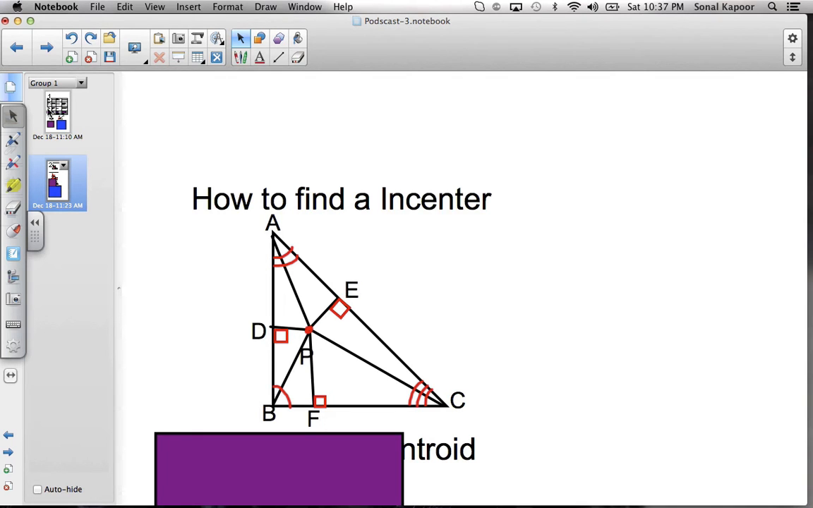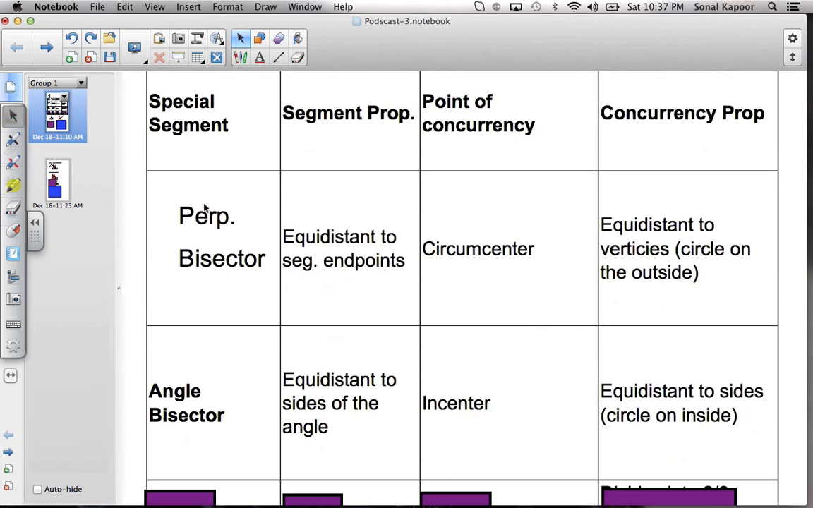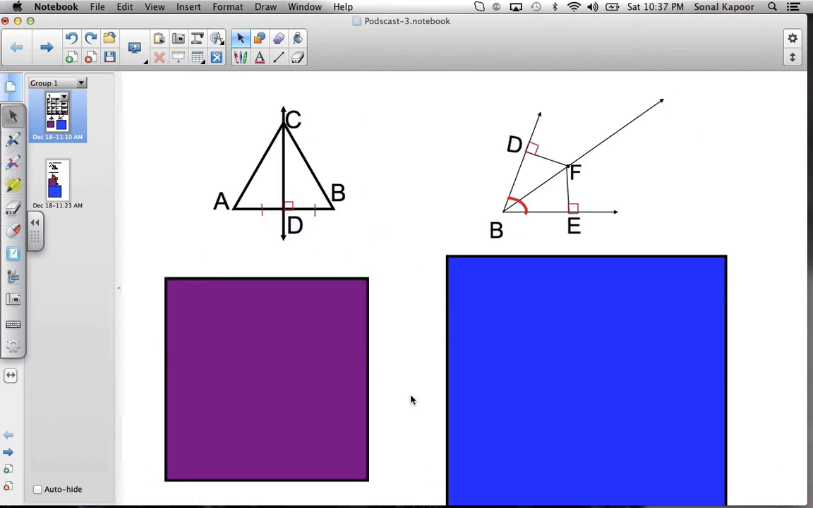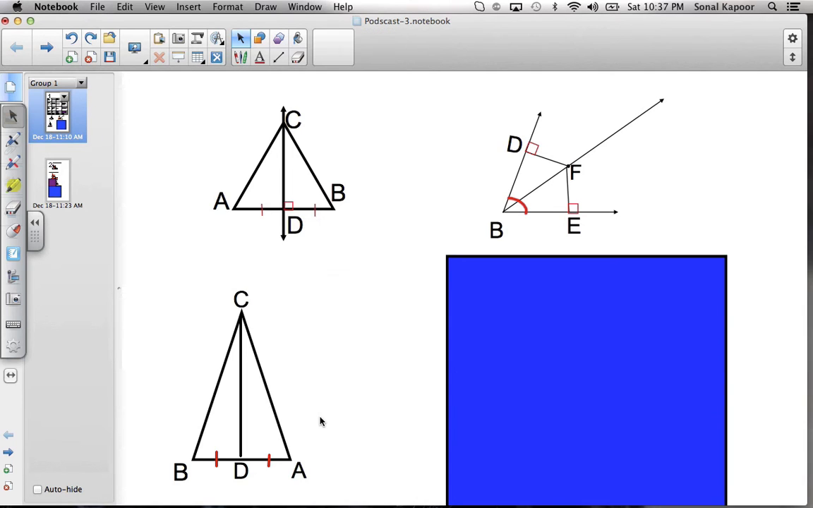Our third special segment is a median. A median does not have a segment property, but let's come down and look at an example anyway. So CD in this example would be the median of ABC. A median of a triangle is a segment with endpoints being a vertex of a triangle and the midpoint of the opposite side.